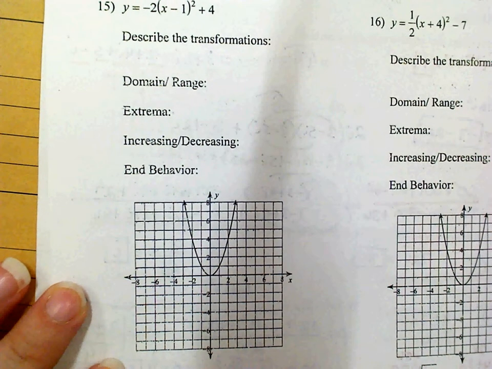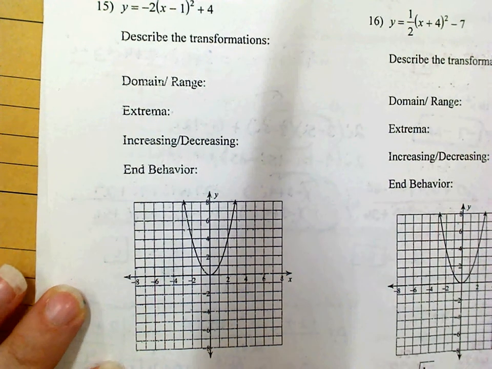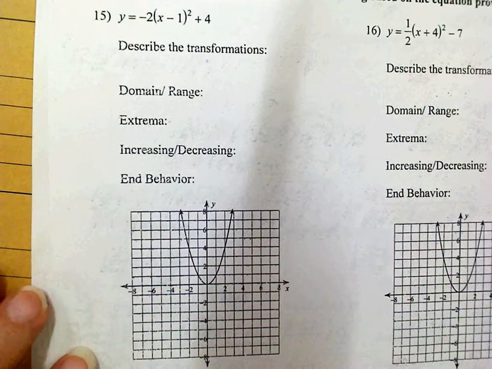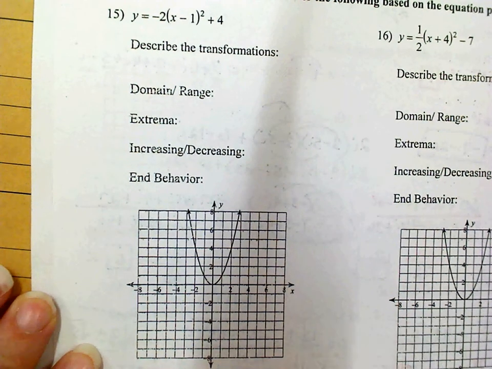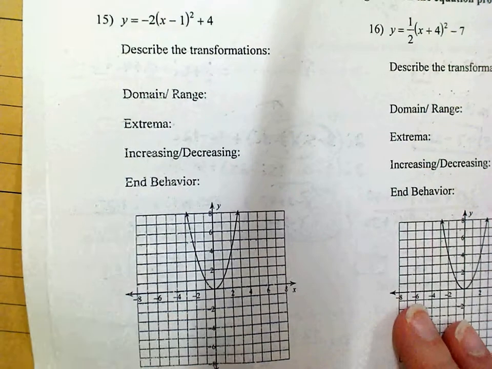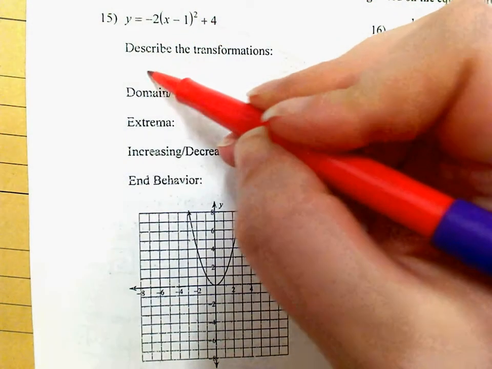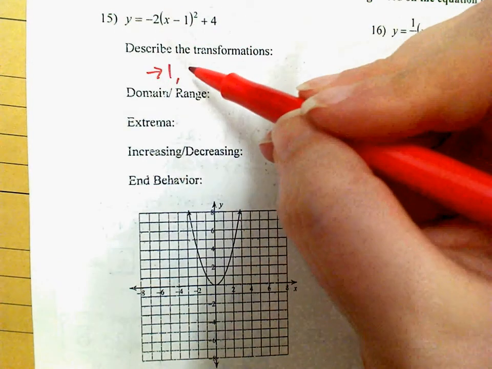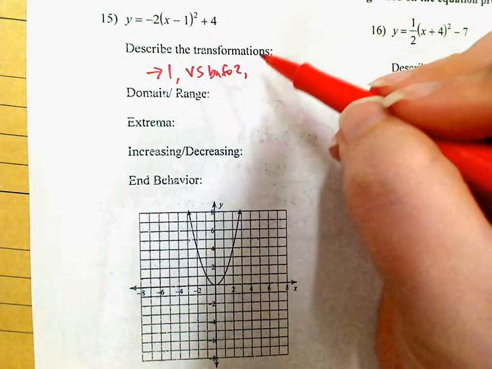So on 15, I'm supposed to graph the function and determine all this information about it. So I'm just going to go in order from the inside. Minus 1 on the inside means I'm going to go to the right 1. 2 on the outside means it's a vertical stretch by a factor of 2. A negative on the outside means I'm going to reflect over the x-axis. And plus 4 means I'm going to go up 4.